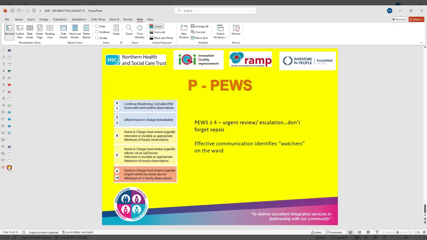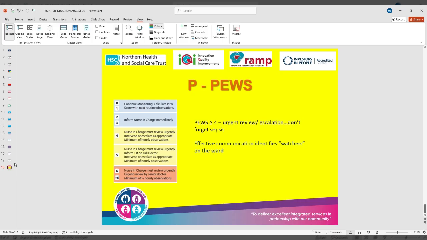Finally, looking at PEWS, the PEWS score is the Pediatric Early Warning Score. These are the physiological parameters performed by the nurses on a regular basis in order to assess the child's improvement or clinical deterioration. A PEWS greater than 4 would prompt urgent medical review and escalation of care.